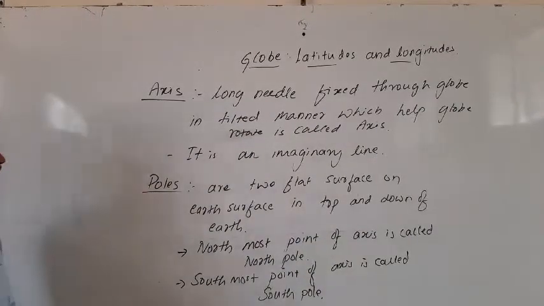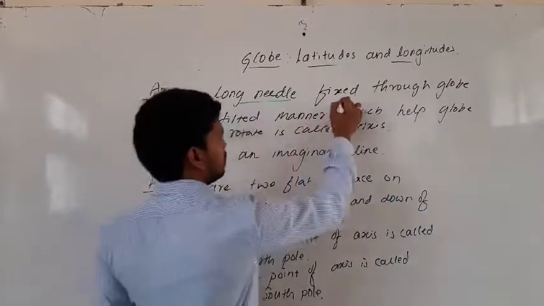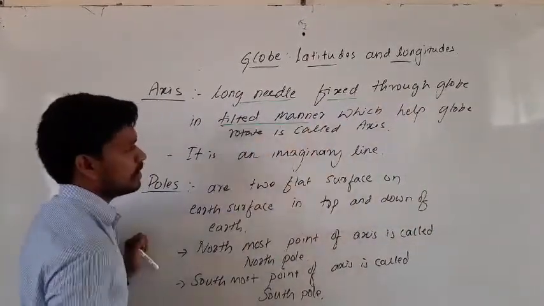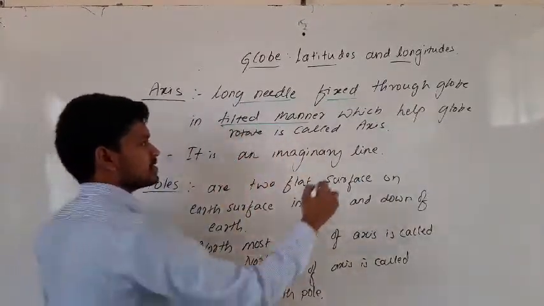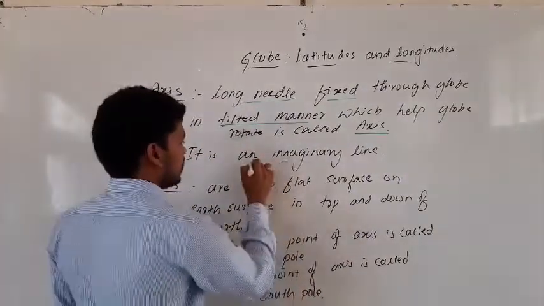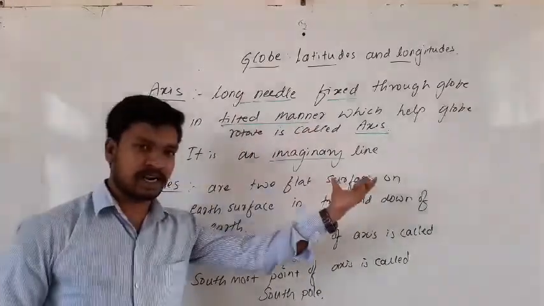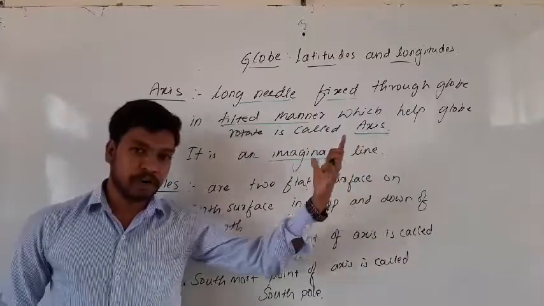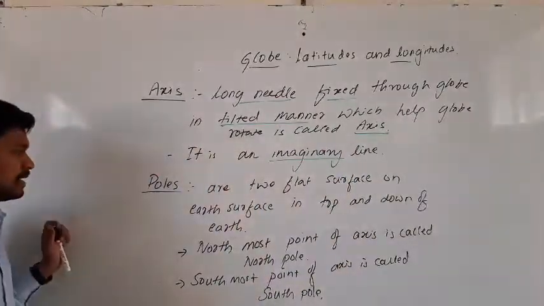Here the axis is like a long needle fixed through the globe in a tilted manner, which helps the globe rotate. It's a needle and an imaginary line. The axis is an imaginary line, but it is physically present in the globe, and we can see it there. It's not present in the earth, so it's called an imaginary line.